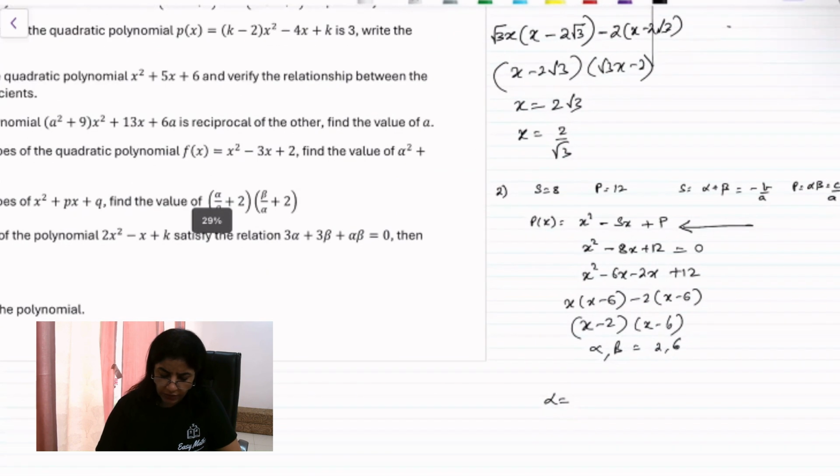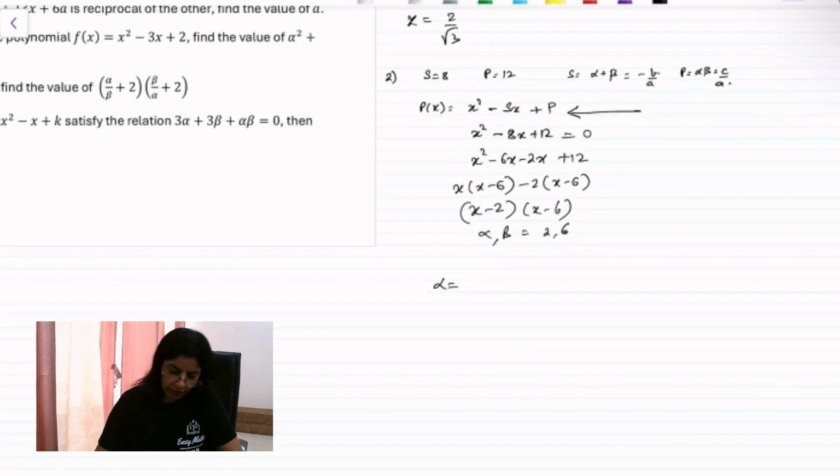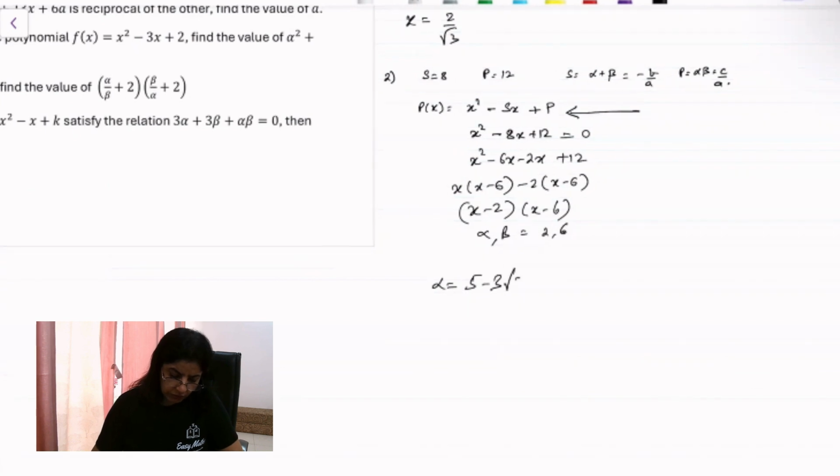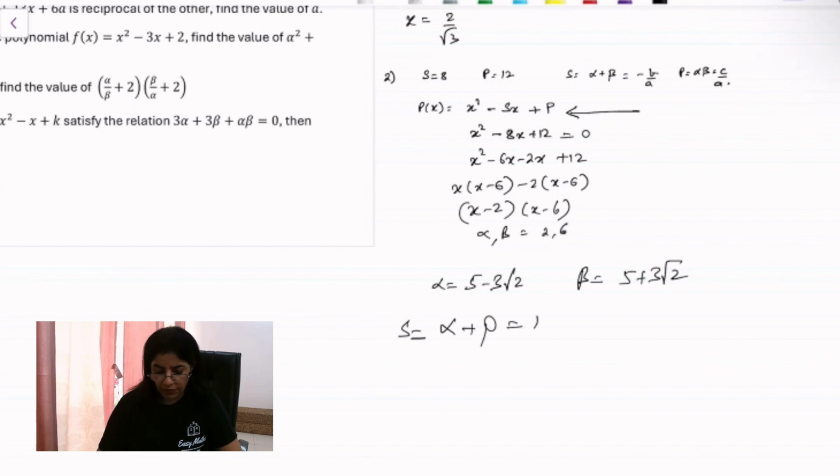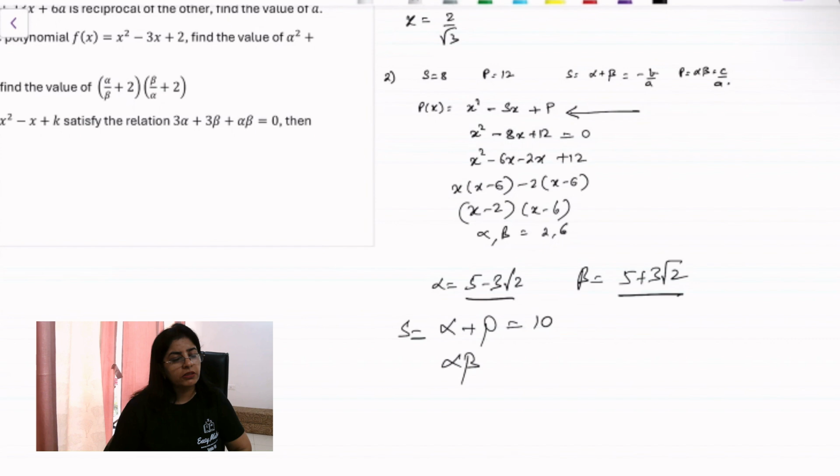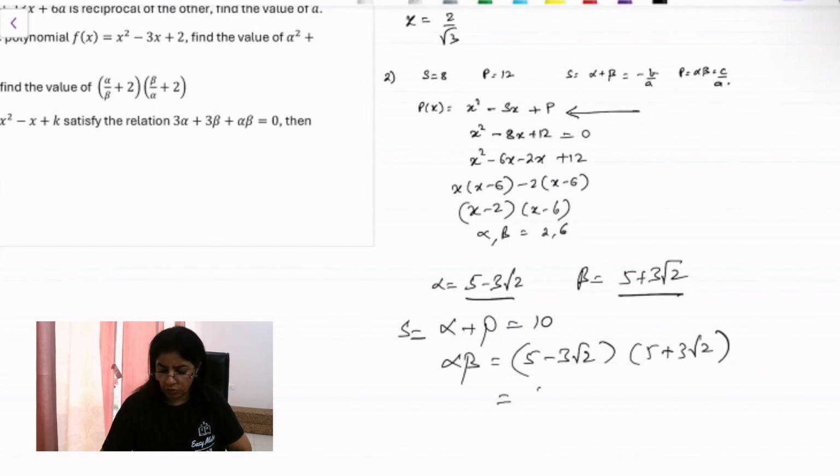You know alpha is given as 5 minus 3 root 2, whereas beta is given as 5 plus 3 root 2. Now alpha plus beta, that means the sum, will be 10, because if you add these two, minus 3 root 2 and plus 3 root 2 will cancel, and alpha beta will be 5 minus 3 root 2 into 5 plus 3 root 2.